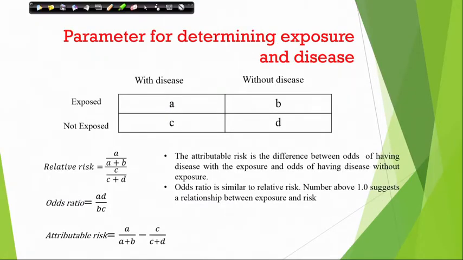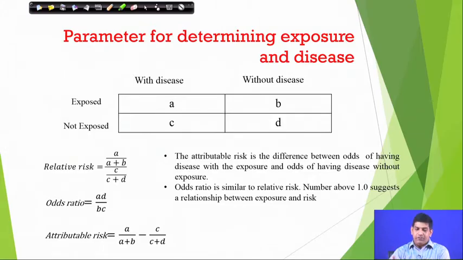If you look at the parameters for determining exposure and disease, say you have exposed and not exposed, with disease and without disease. Exposed and with disease is A, without disease is B, and not exposed is C and D. The attributable risk is the difference between the odds of having disease with the exposure and the odds of having disease without exposure. Exposed and having the disease is A, not exposed but still having the disease is C.